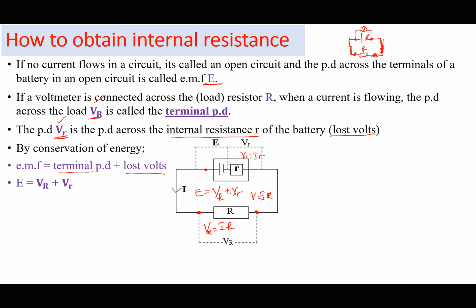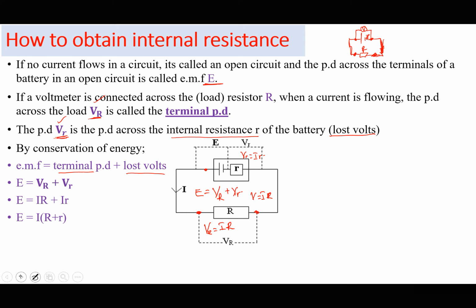Why is I the same? Because these capital R and small r are in series, so the current is the same. Therefore, E is going to be I capital R plus I small r. Or you can factor out I if you want. You put I outside, so E is going to be I into (capital R plus small r), because capital R plus small r is actually the total resistance in this circuit.